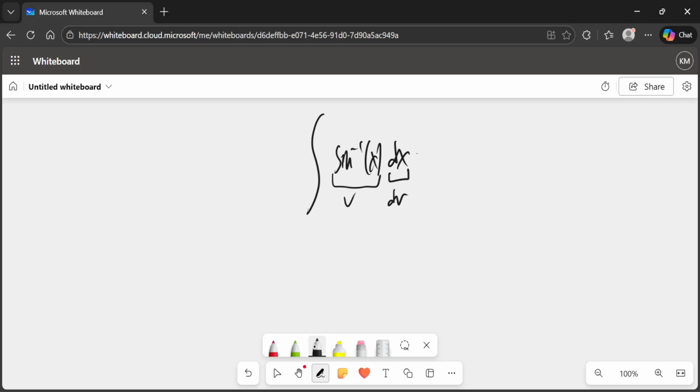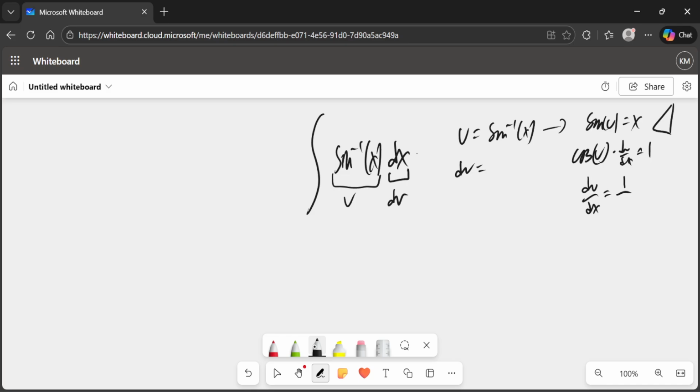Yeah, so by parts: u is equal to sine inverse x. I do this off to the side because I can never remember. Sine u equals x. Cosine u times du/dx equals 1. So du/dx is equal to 1 over cosine u, which is equal to 1 over root 1 minus x squared. There we go.